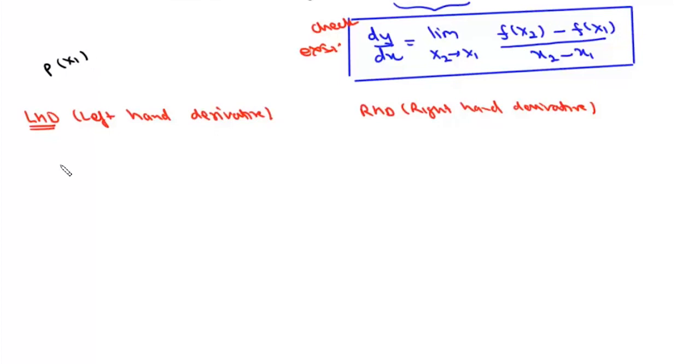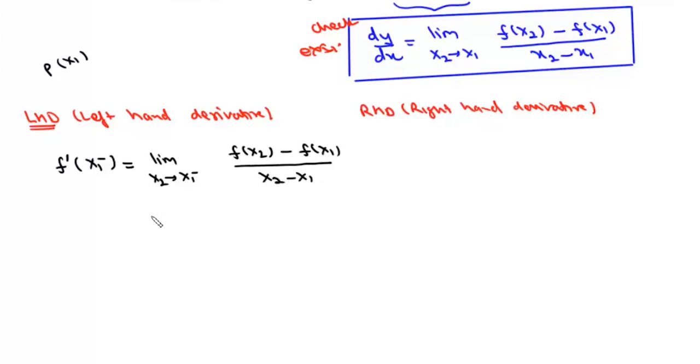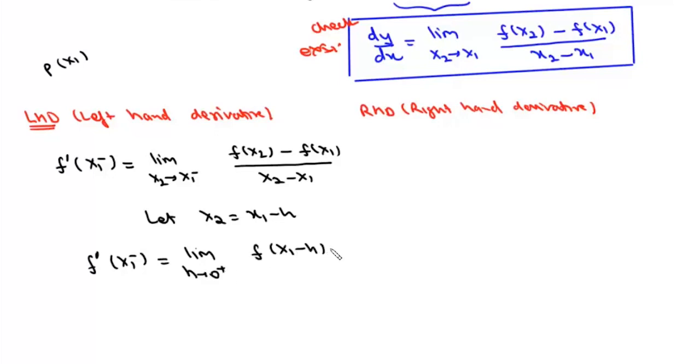Now the left hand derivative at P is given by f dash x1 negative. This dash sign represents the derivative, and this x1 negative represents that we are approaching x1 from the left. And we can write this as this limit, x2 approaching x1 negative, f(x2) minus f(x1) upon x2 minus x1. Now here we can use substitution. We'll let x2 be x1 minus h. So we can write this left hand derivative f dash x1 negative as this limit, h tends to 0 positive, f(x1 minus h) minus f(x1) upon minus h.